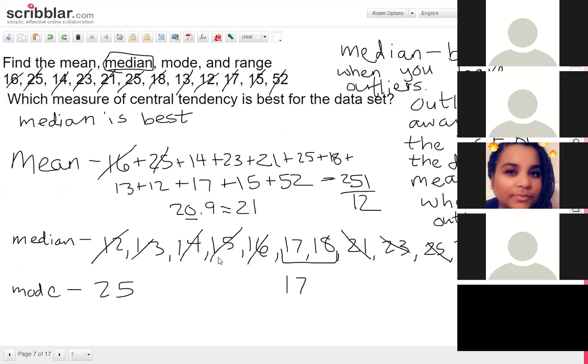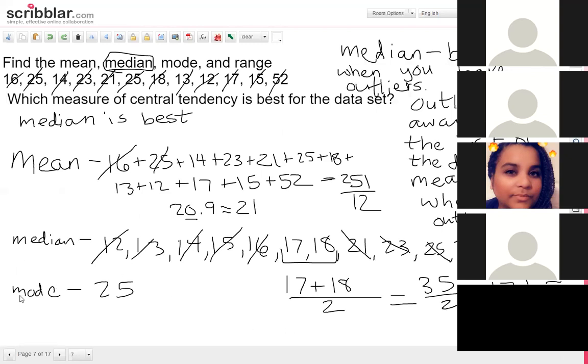Add and divide by 2. We have to take the average if we end up with 2 of those middle numbers. And that will come out to be 17.5. If we round to the nearest whole number on the first one, they probably want the nearest whole number on this one. So what should 17.5 round to? Is it going to stay 17, round up to 18? 18. Good. This rounds up to 18.